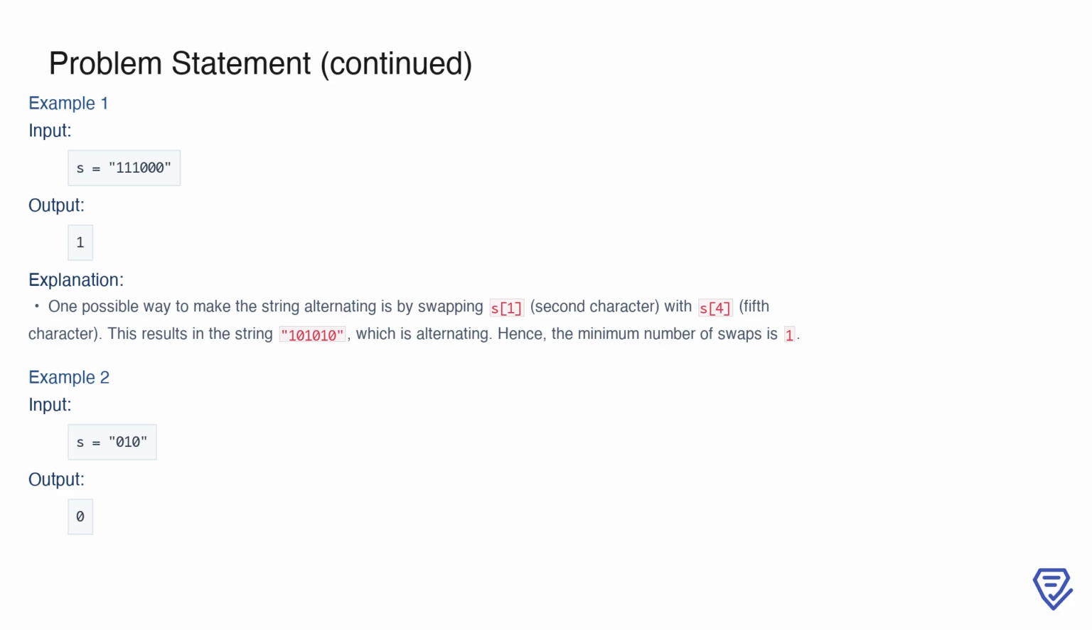Another example is when S equals 010. In this case, the output is 0 because the string is already alternating. No swaps are needed here, so the answer is simply 0.